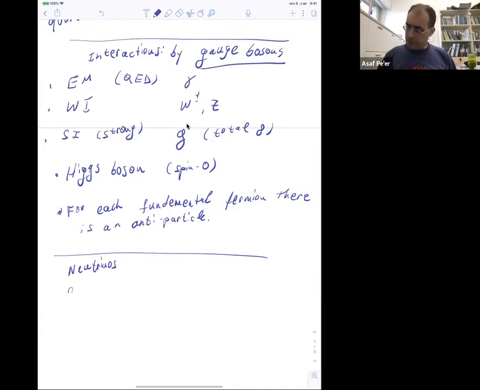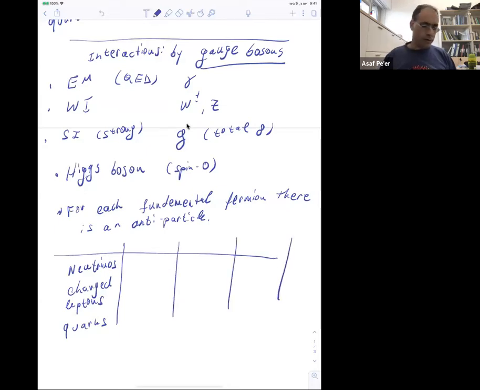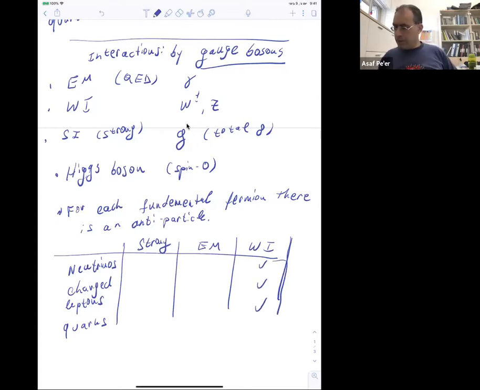So if I divide the fermions we made stable into 3 categories, neutrinos, charged leptons, and quarks, and then the fundamental forces are the strong, electromagnetic, and weak. Then all of the particles interact via the weak interaction. Only the charged leptons and the quarks can interact electromagnetically. And only the quarks can interact via the strong interaction.